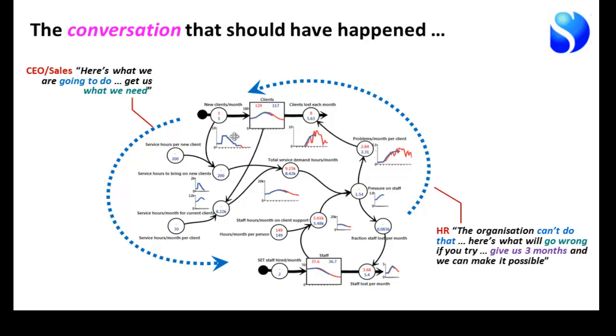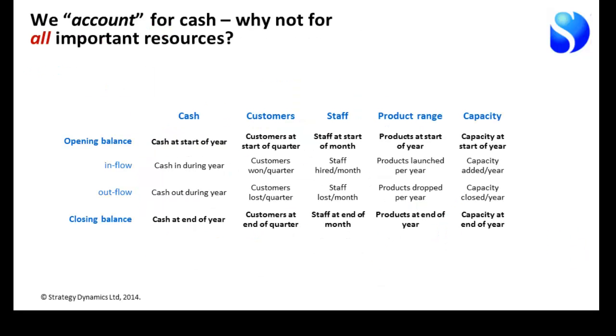There is no single number that will always keep working, in this function or in any other. So what should we be doing? Well, we should be accounting for these important resources. Every business I know does this. What's the cash at the start of the year? How much cash came in? How much cash went out? And how much cash was there at the end of the year?